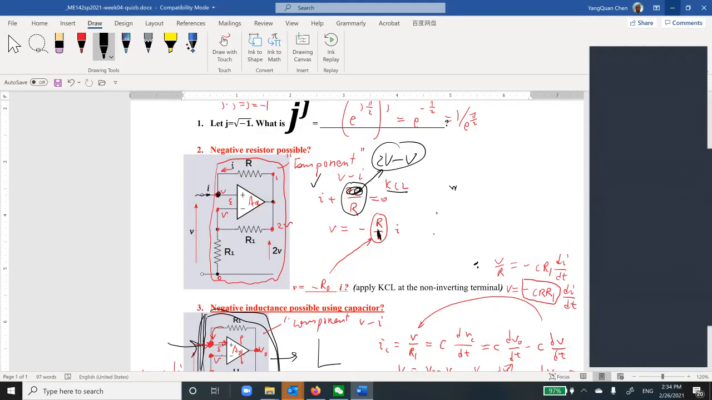Sorry about that. So be careful. So the difference between this R and this 2V minus V. Okay. All right.